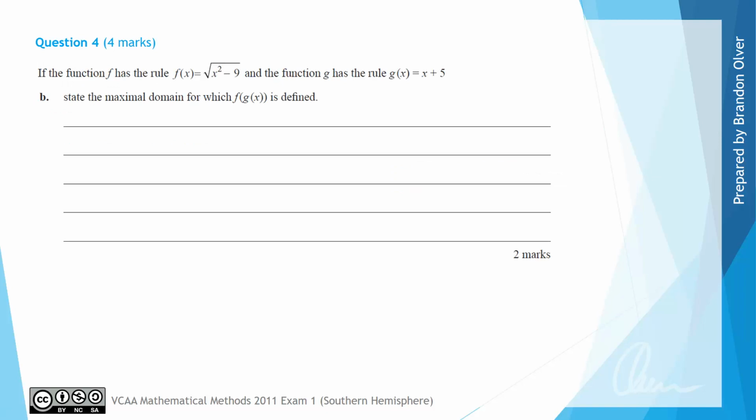For part B of this question, it asks us to state the maximal domain for which f of g of x is defined. So firstly, I'm just going to write down the rule that we found before, that f of g of x was equal to the square root of, and in factorised form it was (x plus 2) times (x plus 8). And now when we're considering the domain of a composite function, usually we'd look for the range of the inner to be a subset or equal to the domain of the outer function.